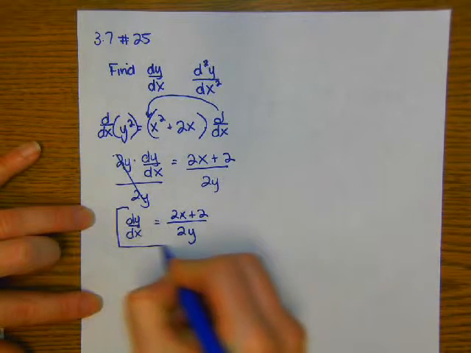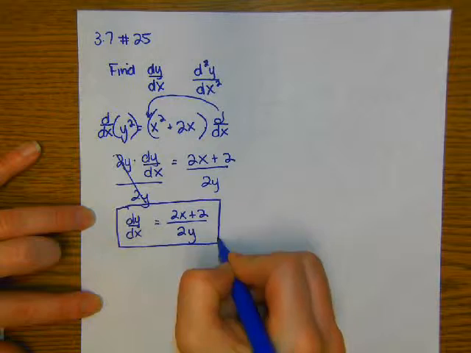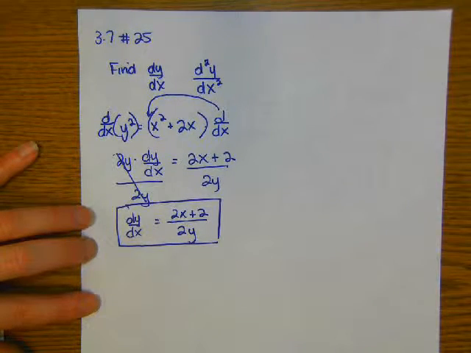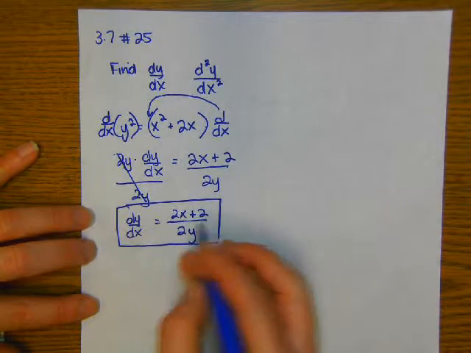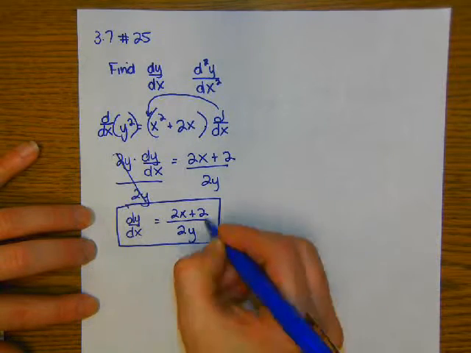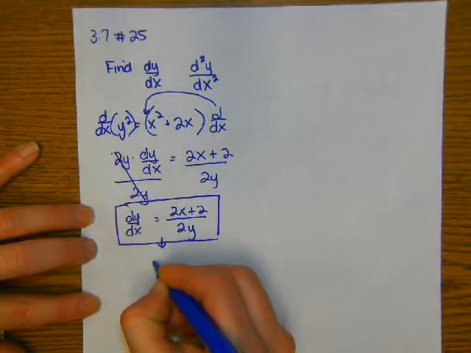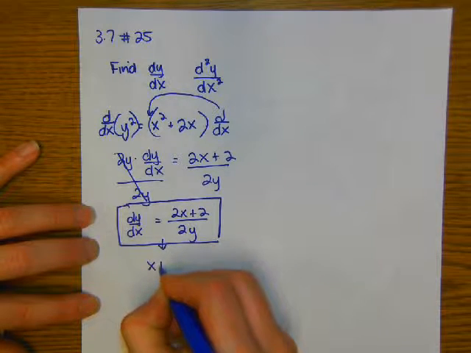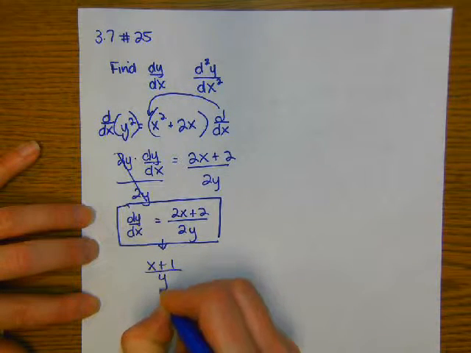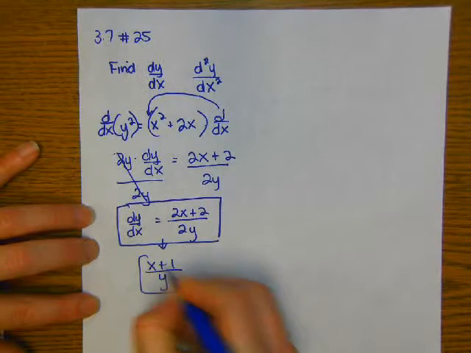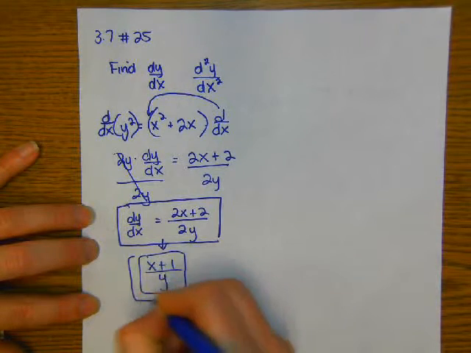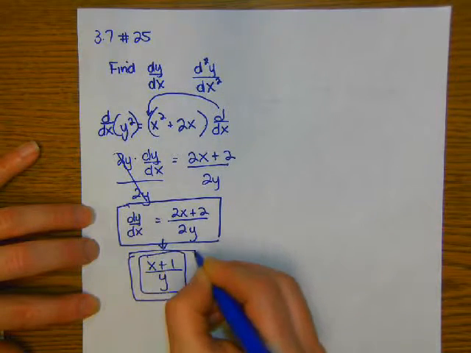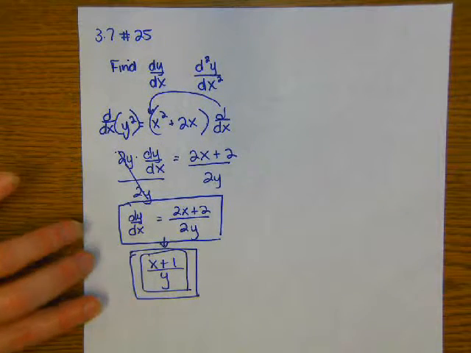Can you reduce everything by 2? I shouldn't have boxed that. All right, yes you can. If you did reduce everything by 2, you'd get x plus 1 over y. I will double box that, because more boxes would mean that it's a better answer.